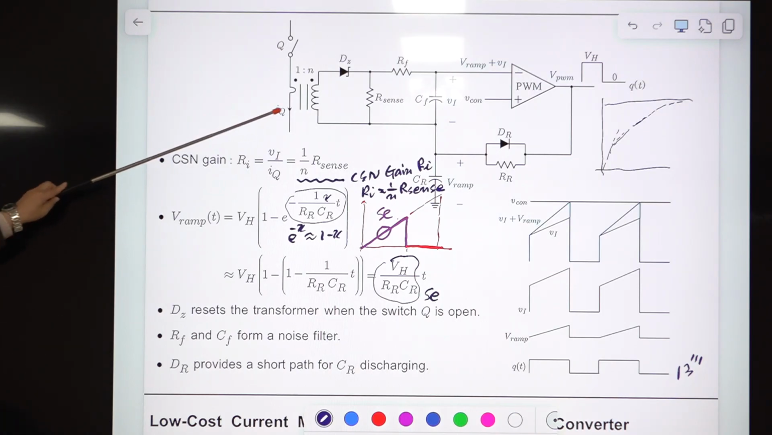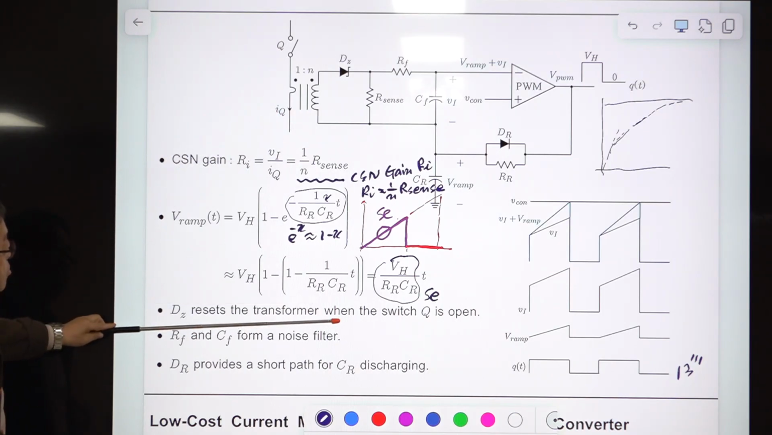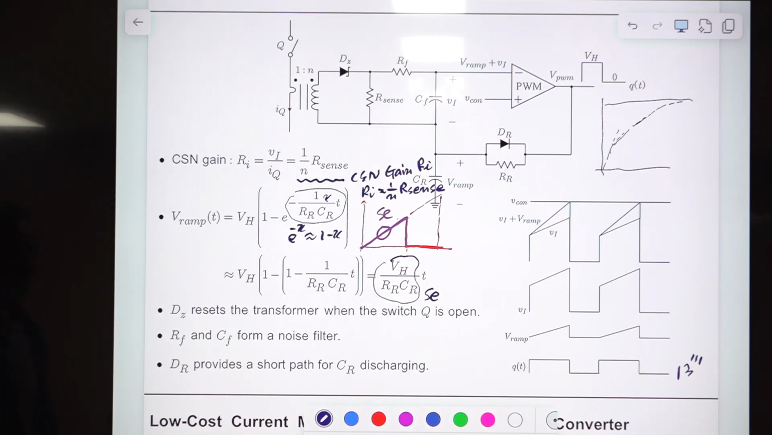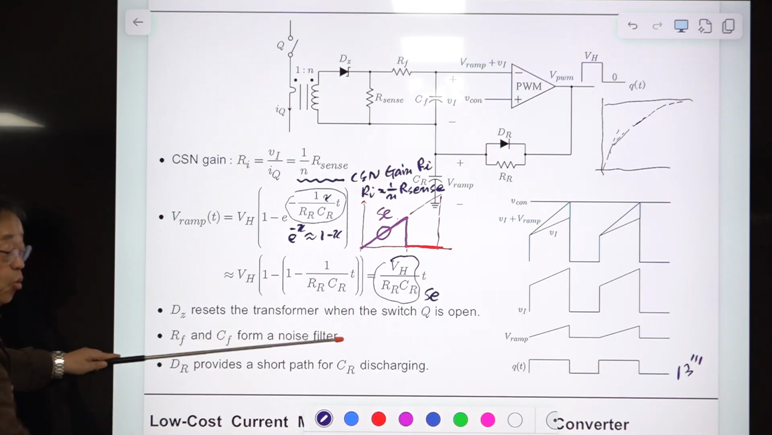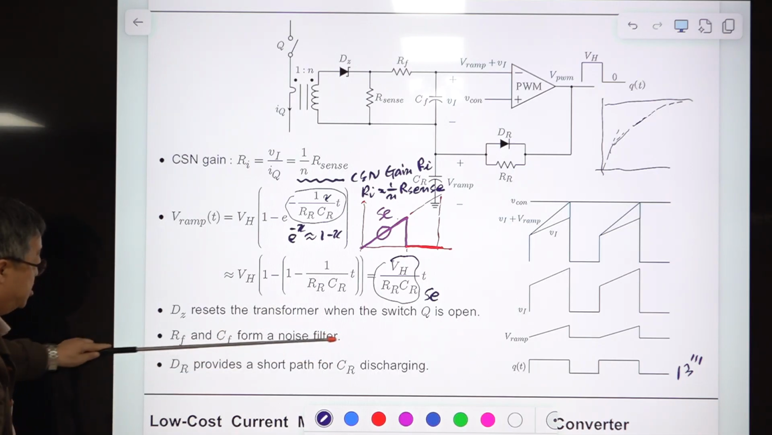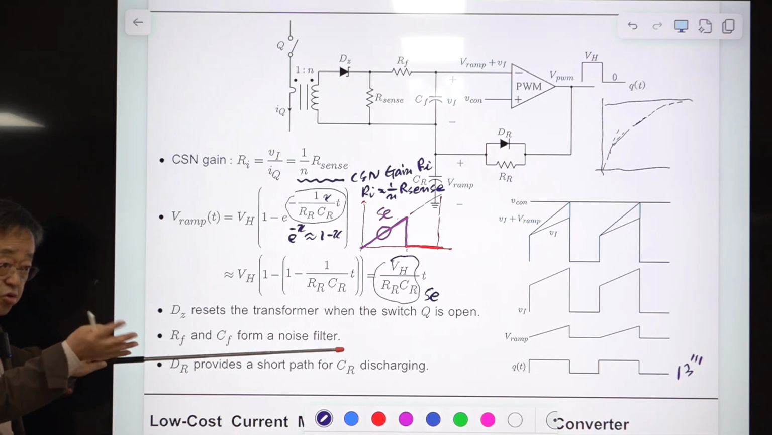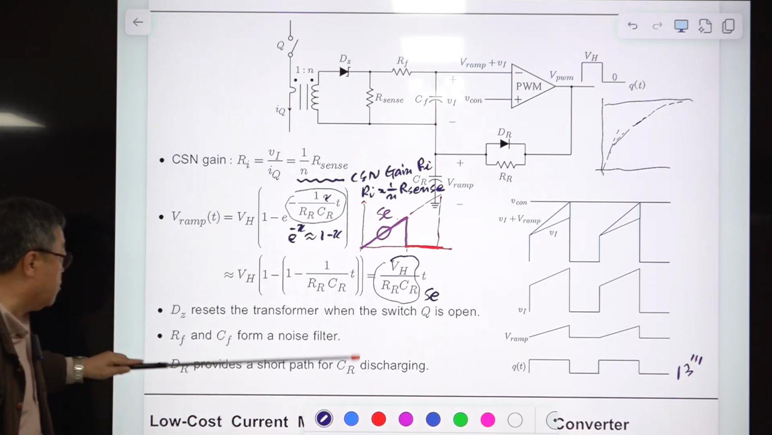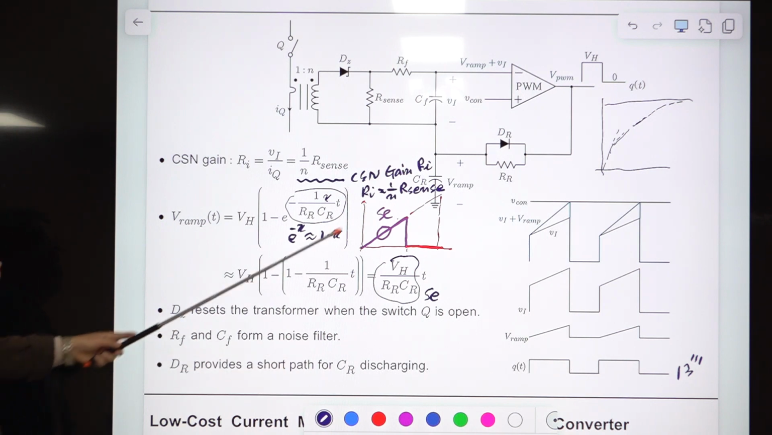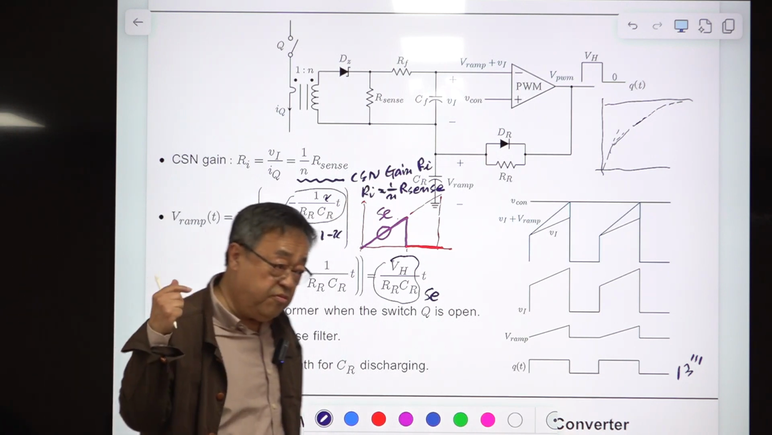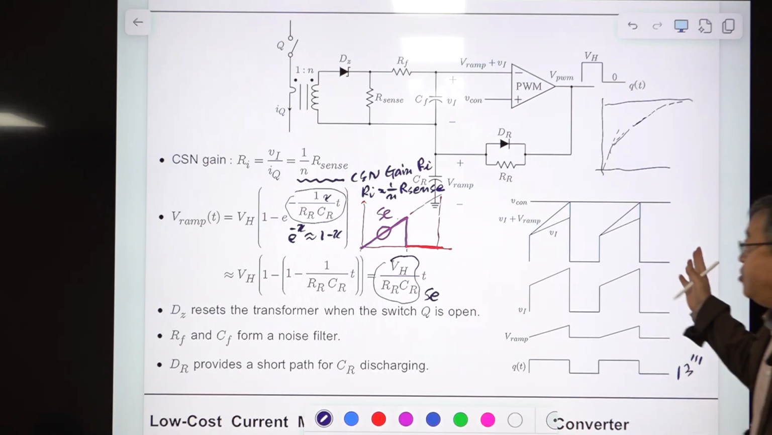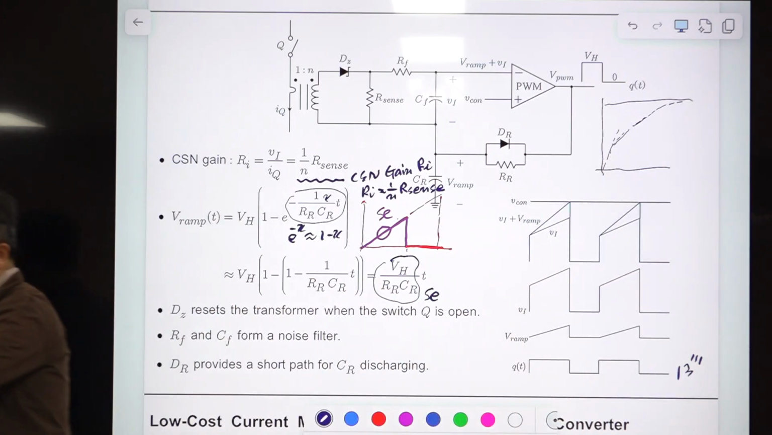DG, this Zener diode, resets the transformer when the main switch is open. RF and CF form the noise filter. It's not difficult to design this. You may use the trial and error method to get clean waveforms here. And DR is necessary to provide fast discharging, to minimize the turn-off time of this main switch. All right, this is one example.